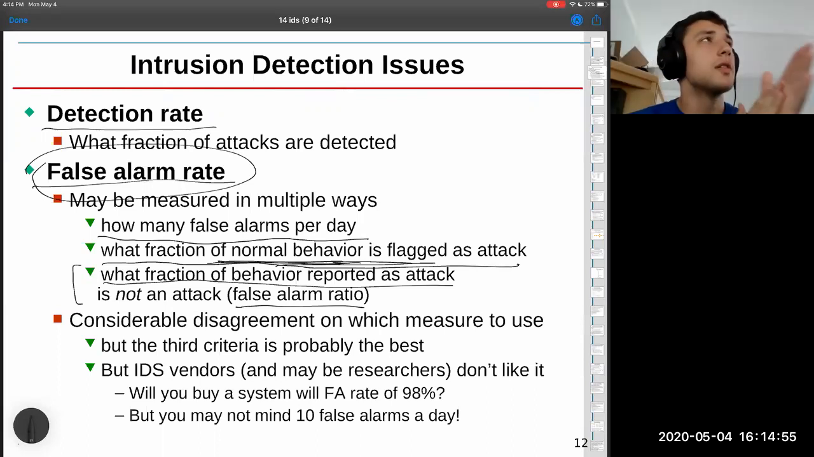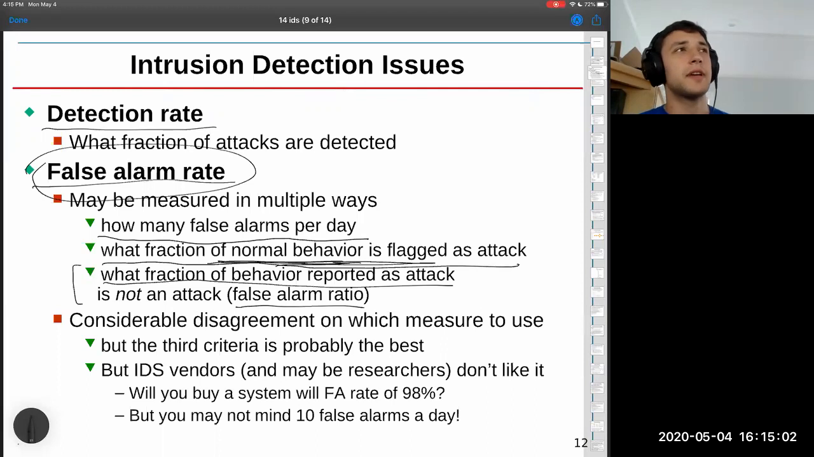Excuse me? Yeah. How do you even calculate detection rate? It seems kind of like a catch-22, where if you're not detecting that you're being attacked, then how can you measure if an attack has occurred?